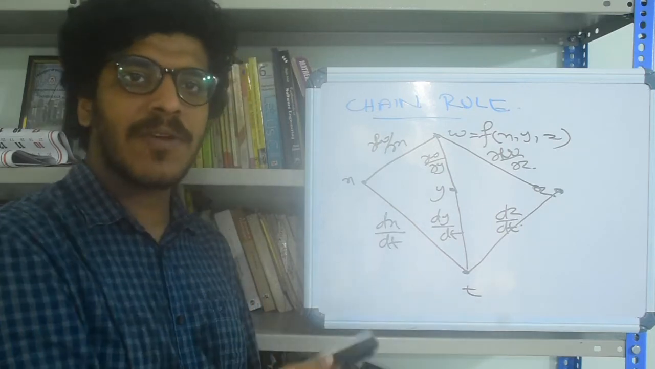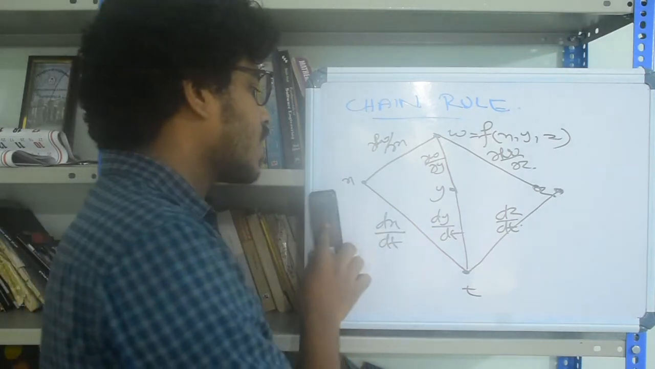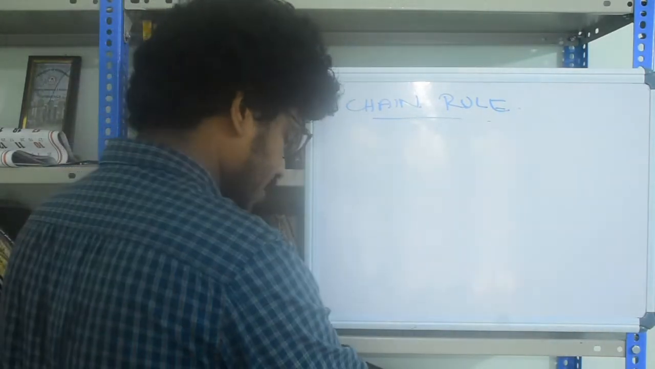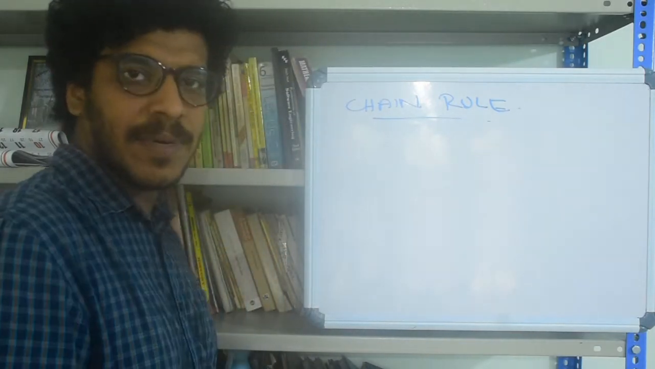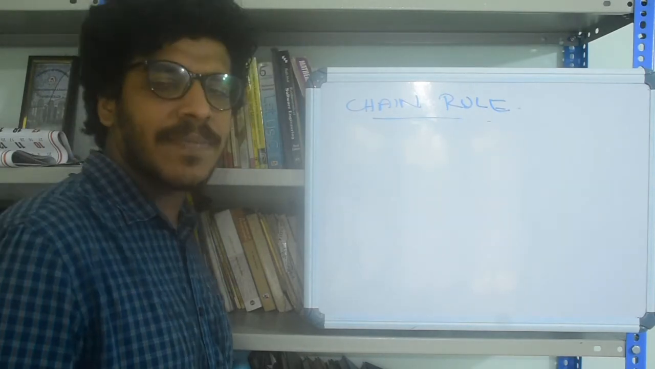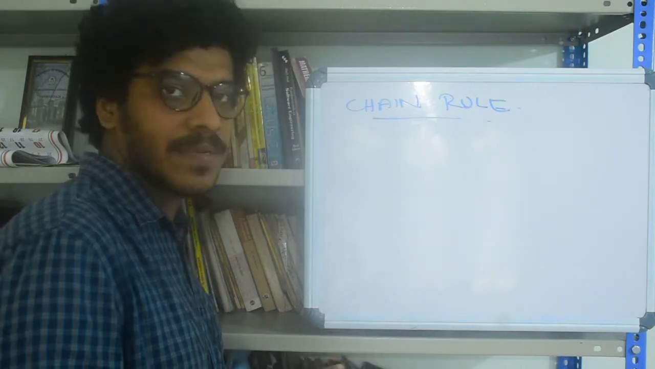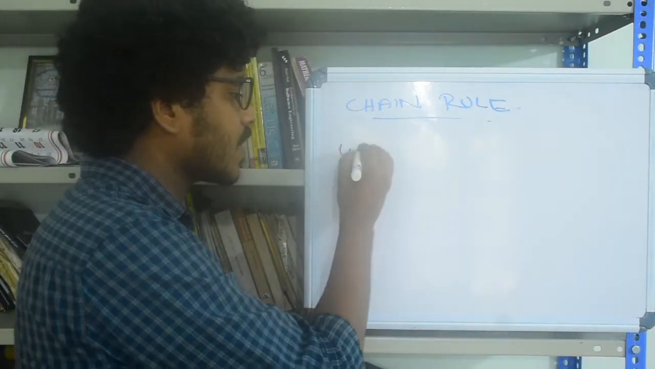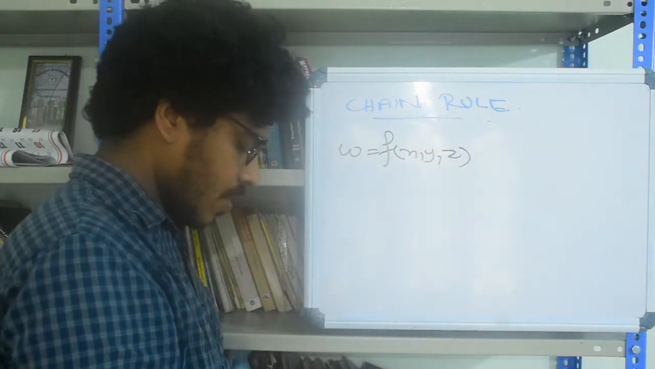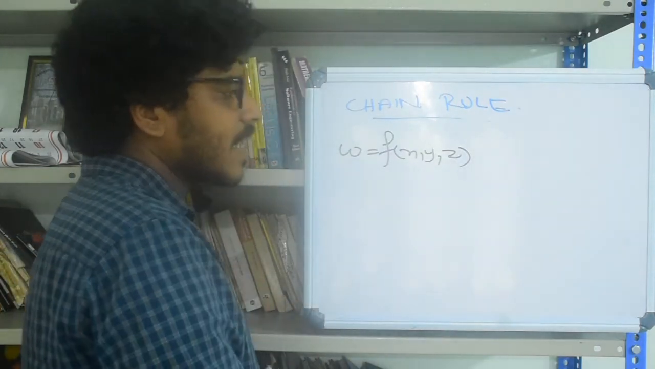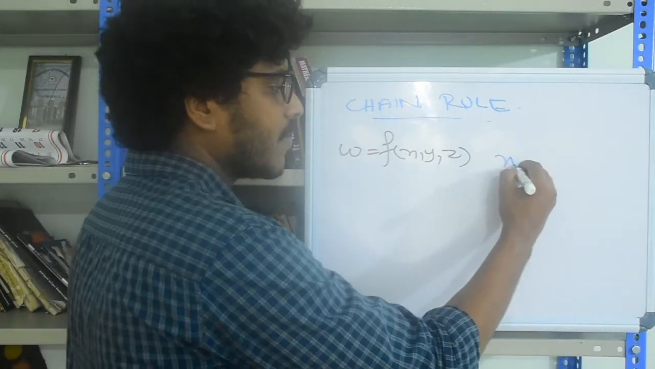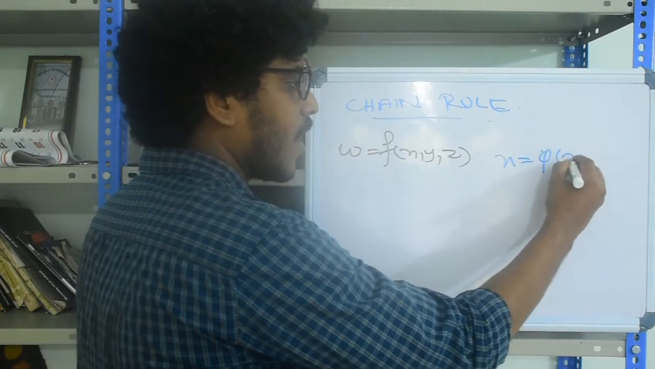Right. This may not always be the case. We can have two or more independent variables and many intermediate variables as well. So as an example, let's consider a case where we have three intermediate variables and two independent variables. By that we mean, consider a function w equal to f of x, y and z, where x is a function of, say, two variables. Let x be a function of some phi of r, s.